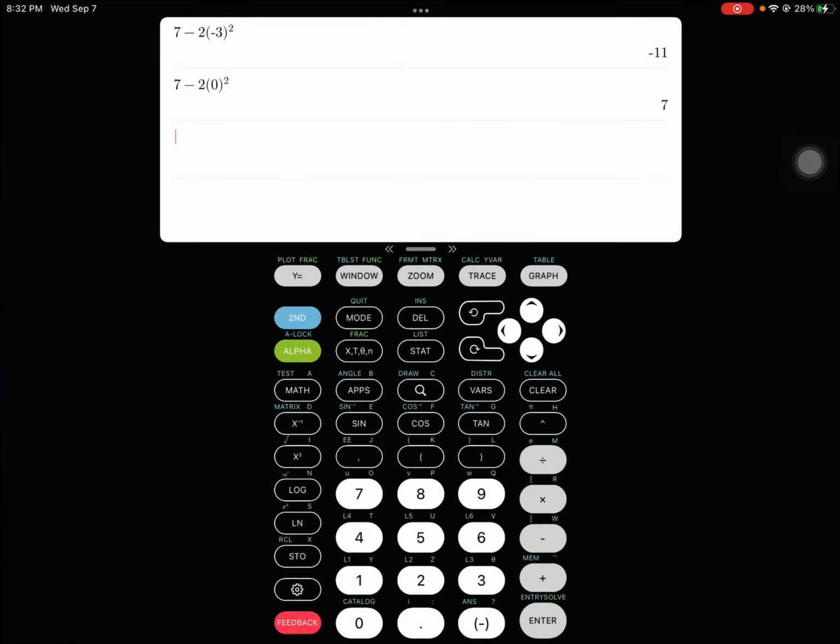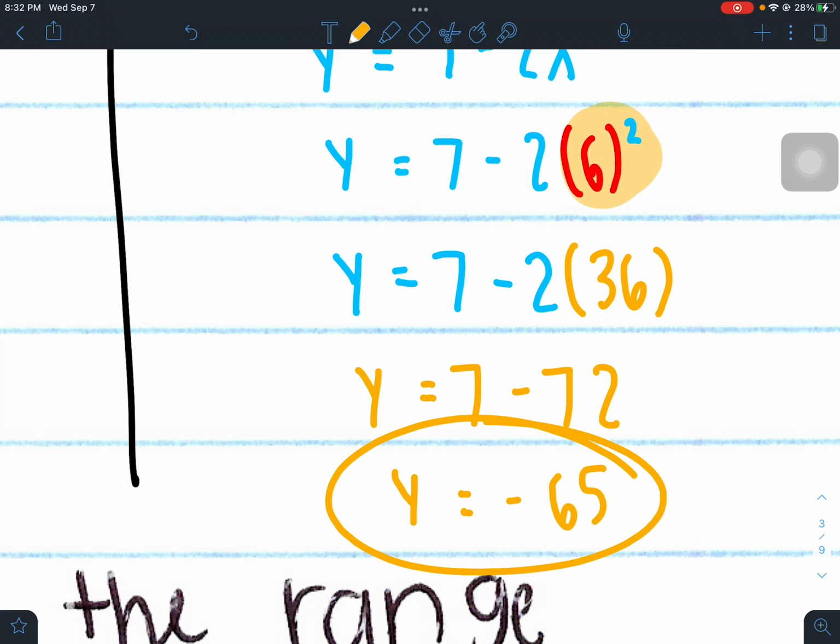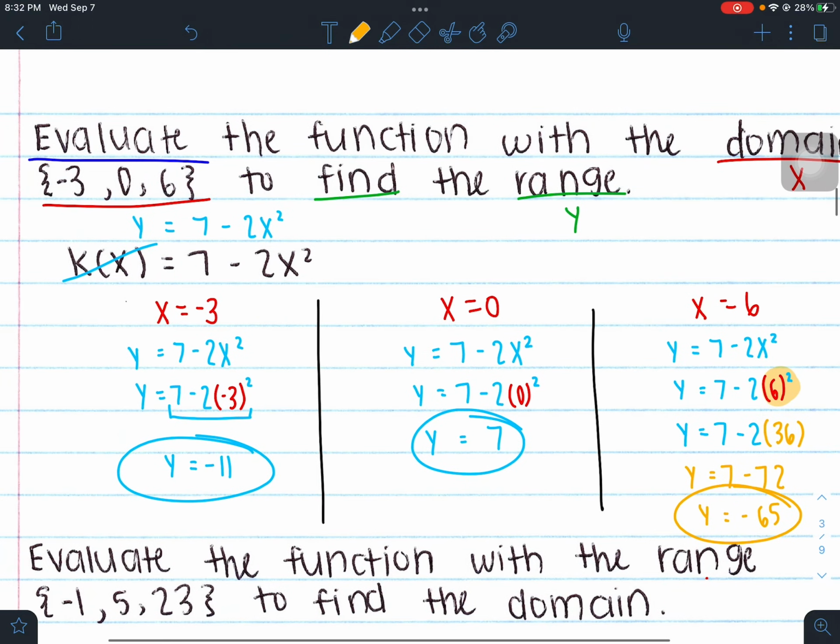But because I get paranoid, I need to type it in. So 7 minus 72 is... Oops, enter. Is it working? Oh, it's frozen. -65, yes. Okay, so that's our third y value. So we found all the y values. Did they ask us to find the y values? Yes, they did. So always be sure that you're actually finding what they want you to find. So they wanted us to find the range, which is finding your y values. We found all 3 y values based on the 3 x values.